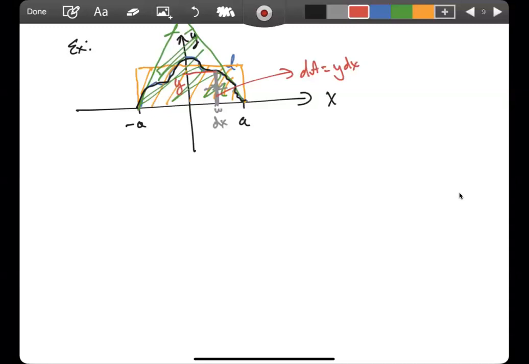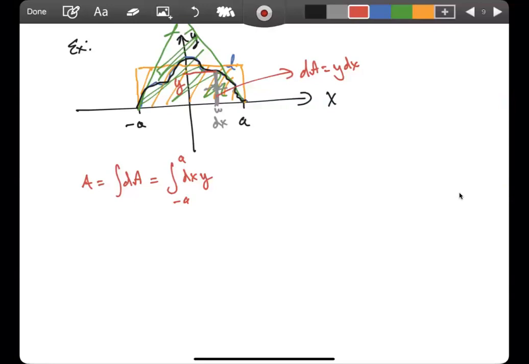So in this case, what we want to maximize is our area. So great. So in this case, we have the area going to be equal to the integral of the differential area, which is then equal to the integral over dx from minus a to positive a of y. Now, this is the differential area.